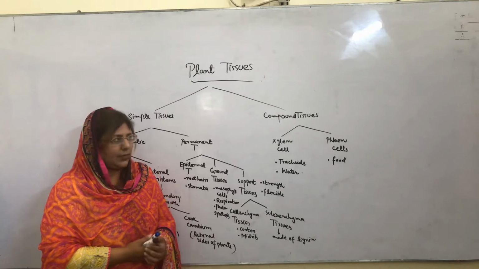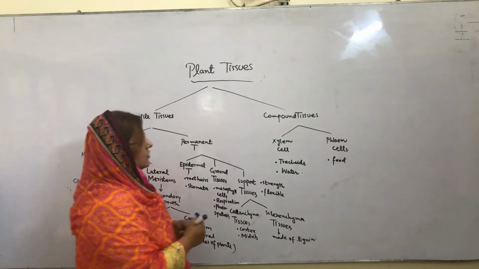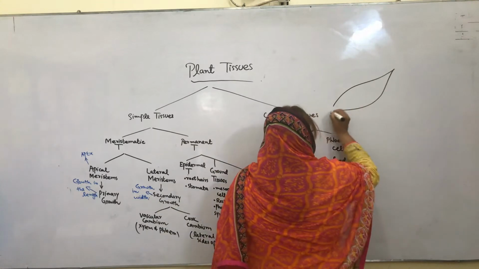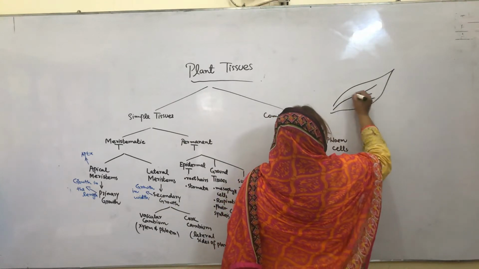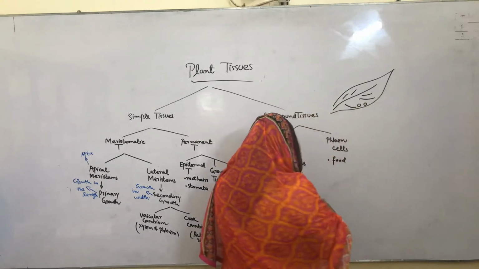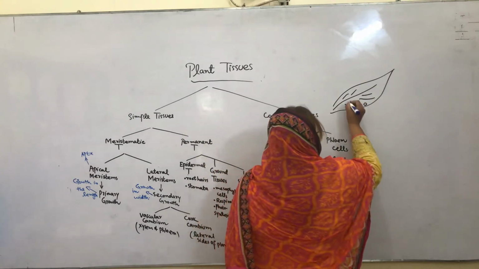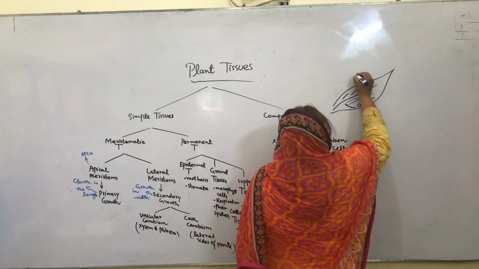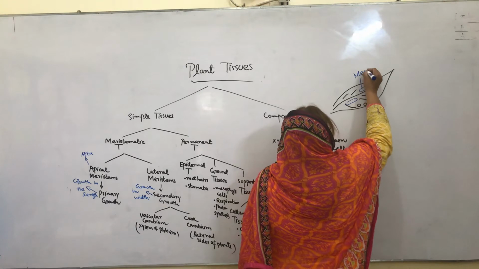What are mesophyll cells? If you keep in your mind the structure of the leaf, I have told you before, this is a leaf, and on the top of the leaf there are stomata, and there are some large cells present in the body of the leaf. These are called mesophyll cells.